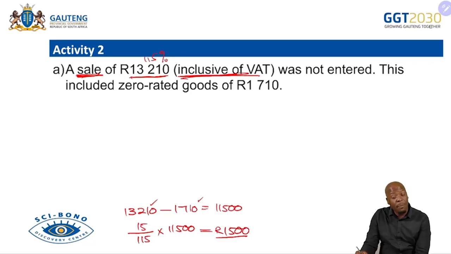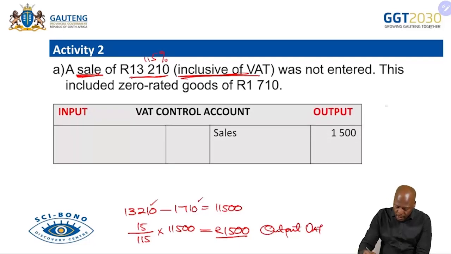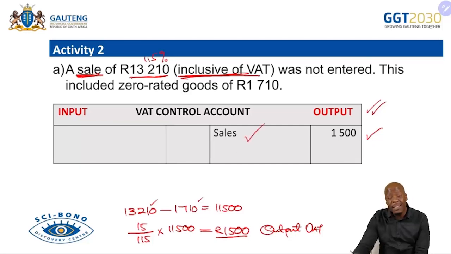Okay? Once again, input or output. Sales, goods going out. So this is going to go to my output VAT. There it is on my output VAT. And then I get my 1,500 here. And remember, that was for my sales.